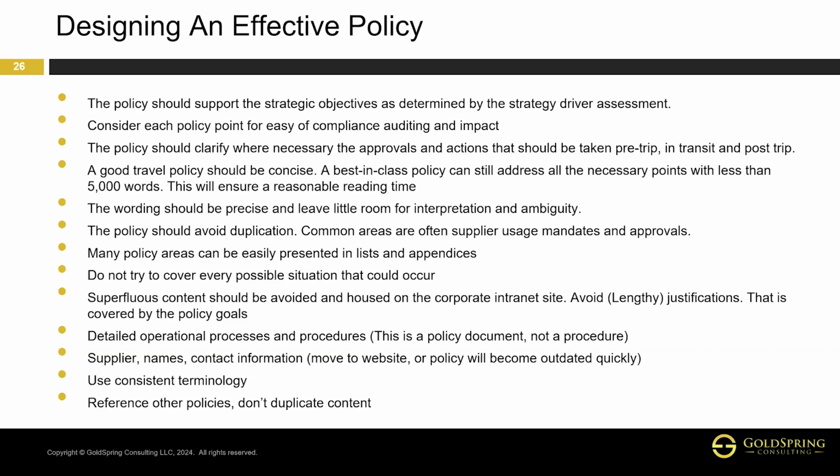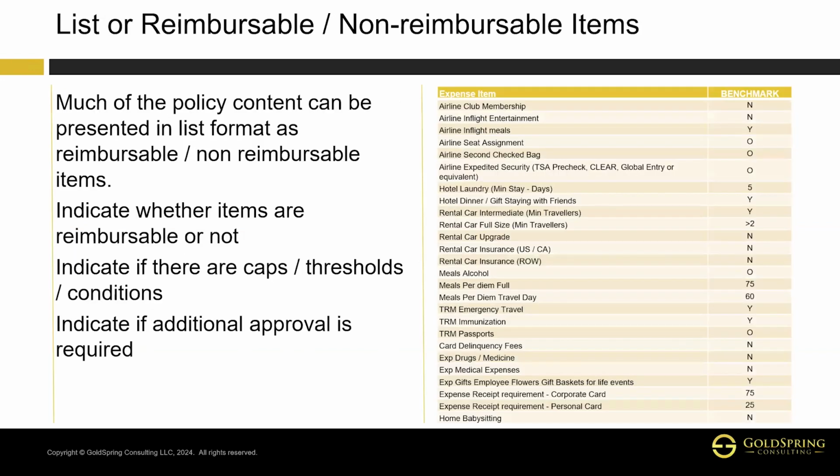Follow those set of guidelines, right? And go and read your policy after this webinar, and see how many of those guidelines you're abiding by or not. Okay, I said a lot of the content can be moved into a list form, and I saw one policy that was almost completely list form. So much of the policy content can be presented in this format as reimbursable and non-reimbursable items. Right. So we would simply indicate whether the items are reimbursable or not, or whether it's subject to some kind of cap or threshold or conditions. You may want to indicate if an additional approval is required, although I said try and minimize that.